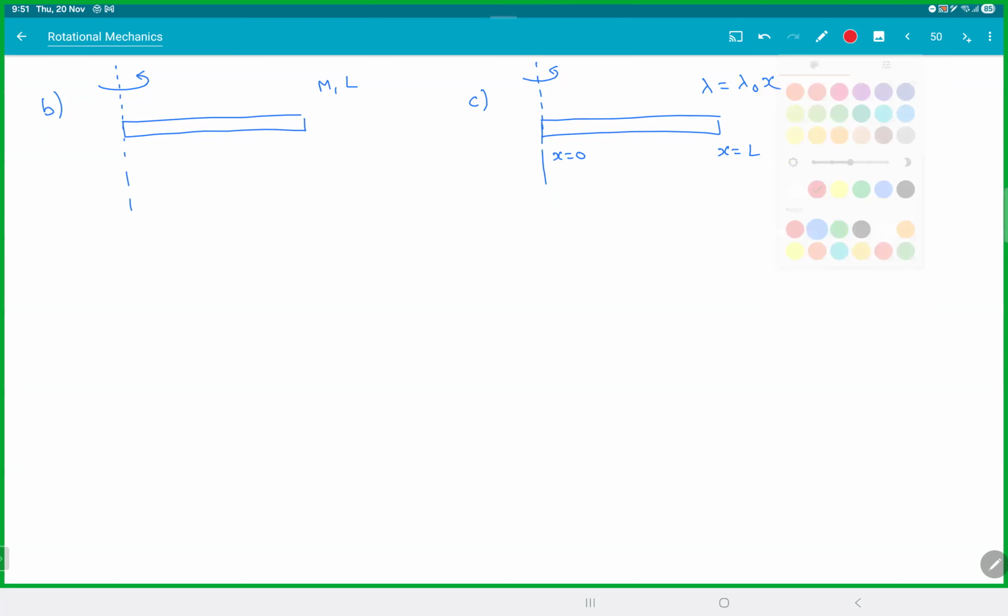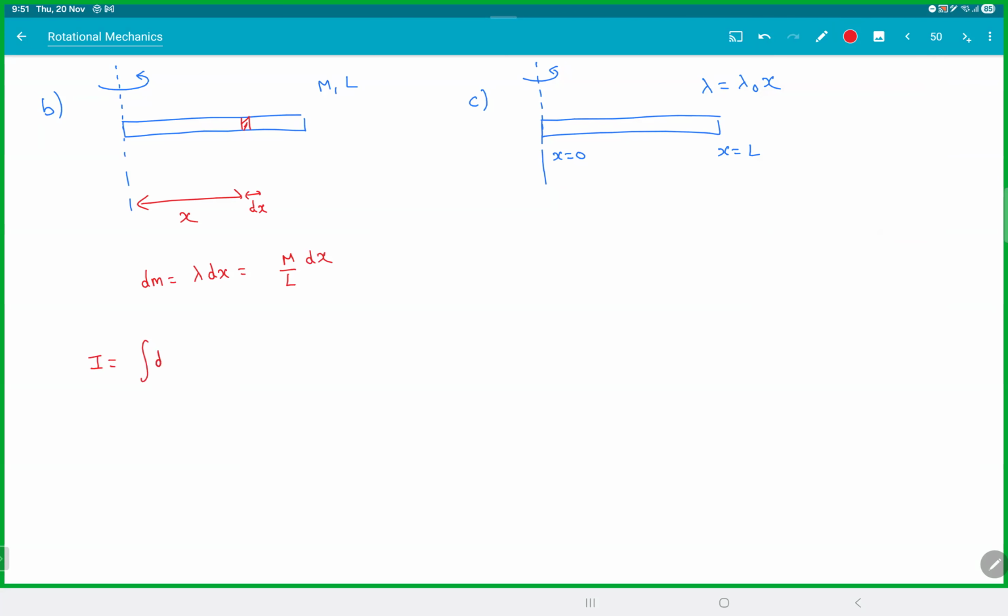Same story. Distance x, take a small slice dx. dm will be lambda dx, that would be M by L dx. Moment of inertia is integral dm r square. That's M by L dx x square. The only difference here, the limits this time will go from 0 to L. This will be ML square by 3.